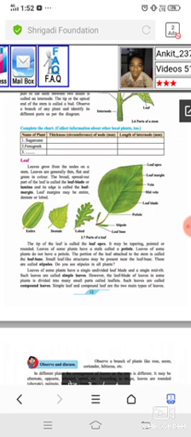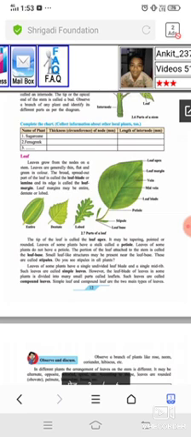Such leaves are called simple leaves. However, the leaf blade of some plants is divided into small parts called leaflets. Such leaves are called compound leaves. Simple leaf and compound leaf are the two main types of leaves.